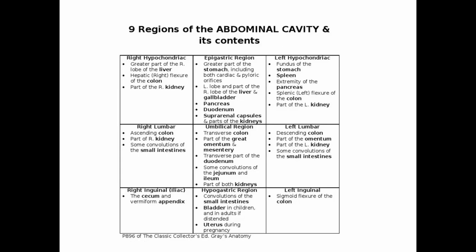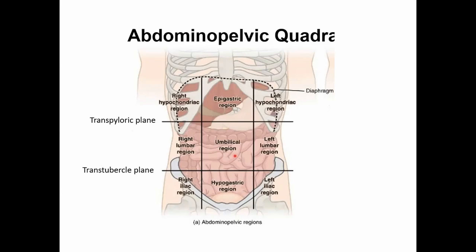And the umbilical region consists of the transverse colon, part of the great omentum and mesentery, the transverse part of the duodenum, some convolutions of the jejunum and ileum, and a part of both kidneys are present in the umbilical region. As you can see, this is the transverse colon, jejunum and ileum part.